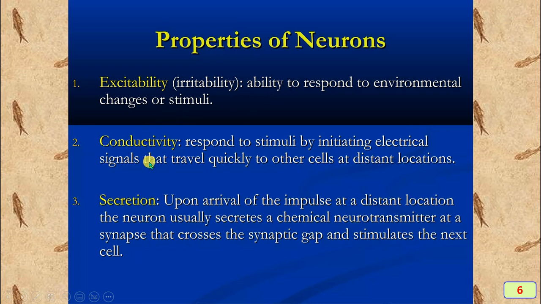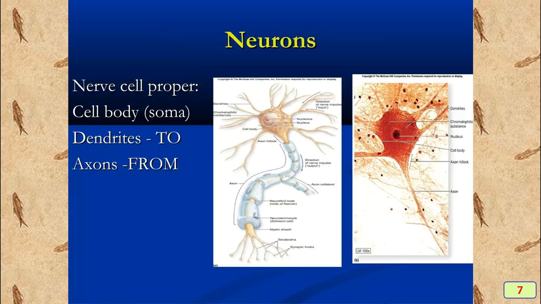The properties of a neuron are: excitability, the ability to respond to environmental changes and stimuli; conductivity, the ability to respond to stimuli by initiating electrical signals that travel quickly to other cells at distant locations; and secretion, where upon arrival of the impulses at a distant location, the neuron usually secretes a chemical neurotransmitter at the synapse that crosses the synaptic gap and stimulates the next cell.